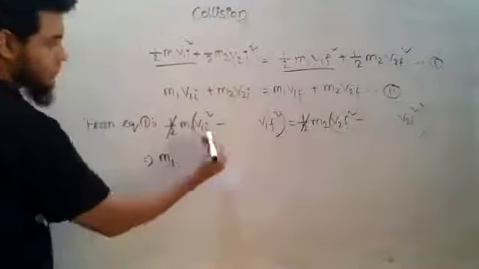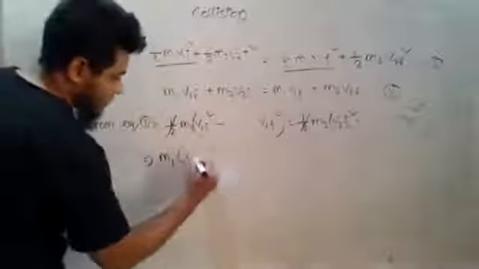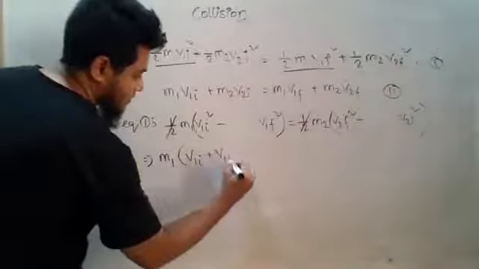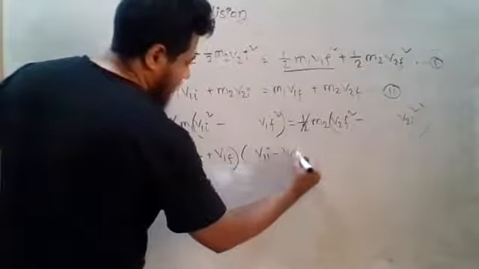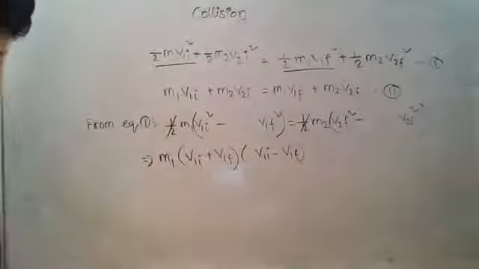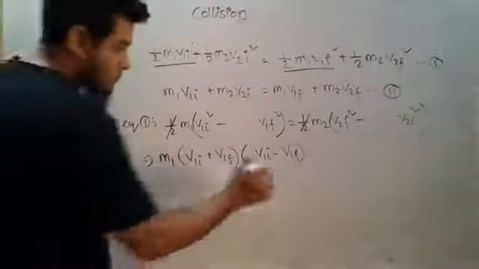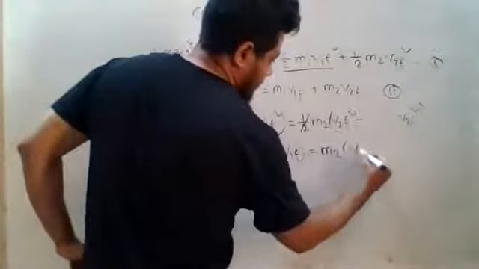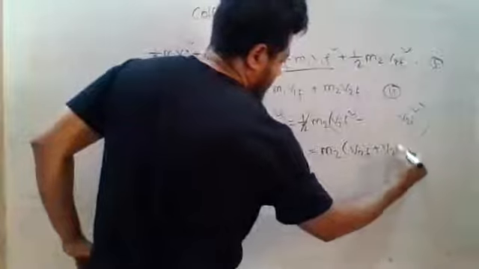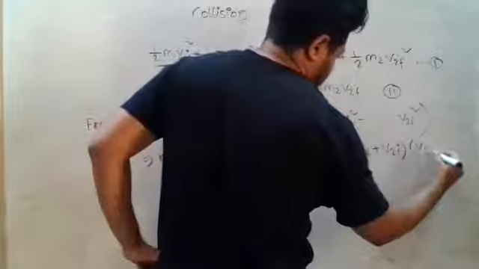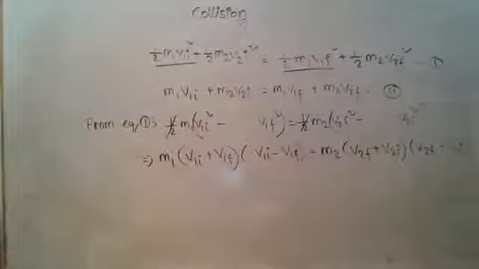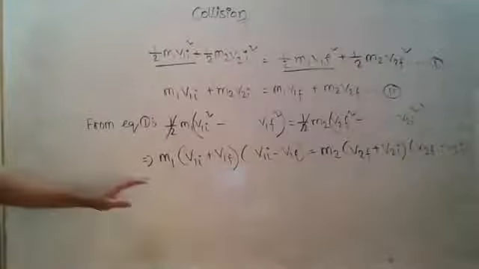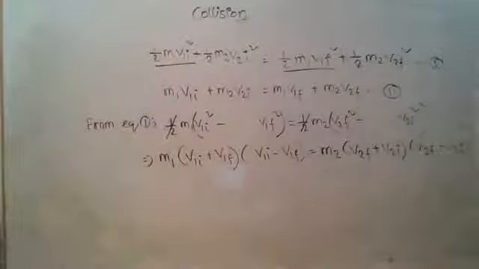And M1, this one I can apply A square minus B square formula. So A plus B into A minus B. It is equal to M into... Okay, we can write this from equation 1, and from equation 2 what we get?